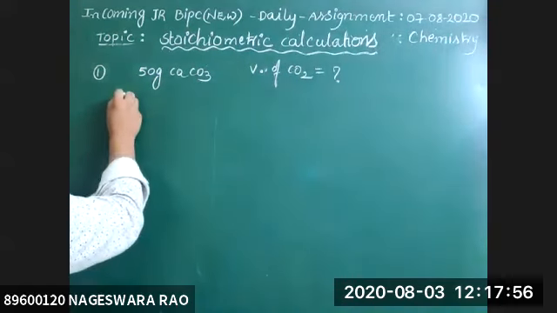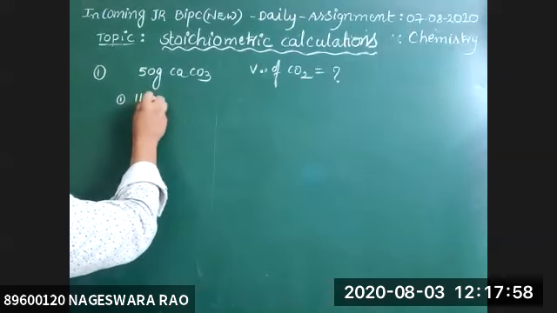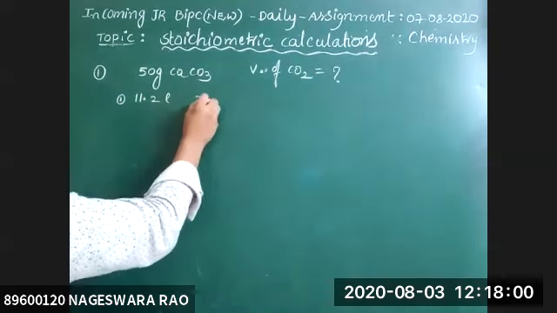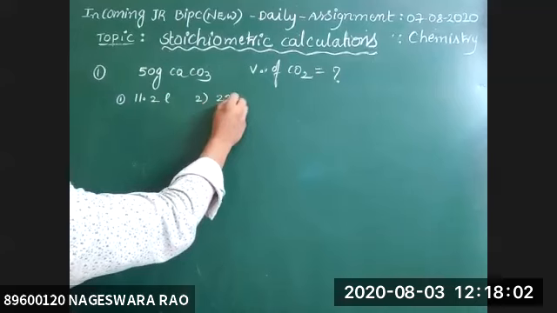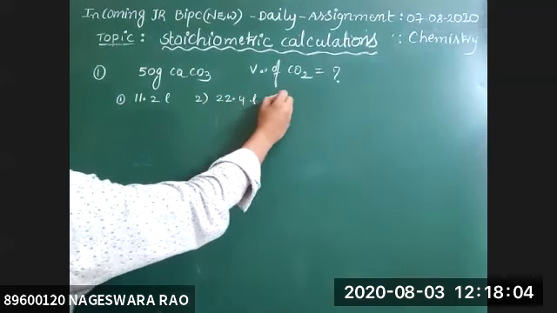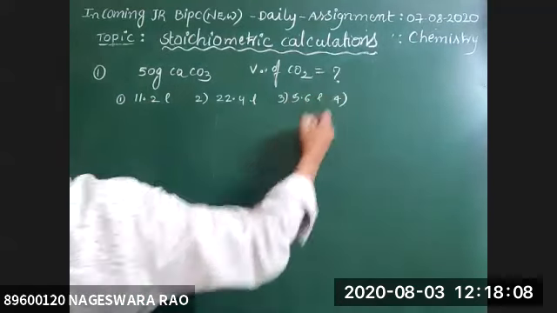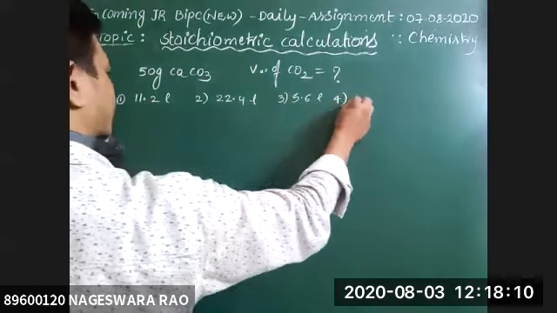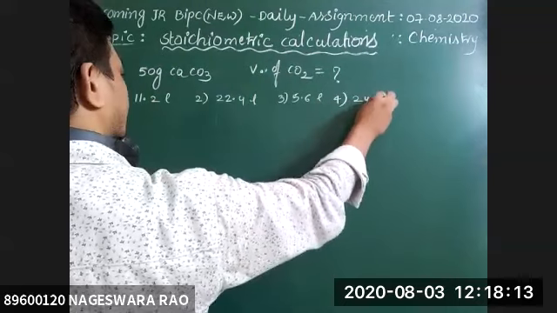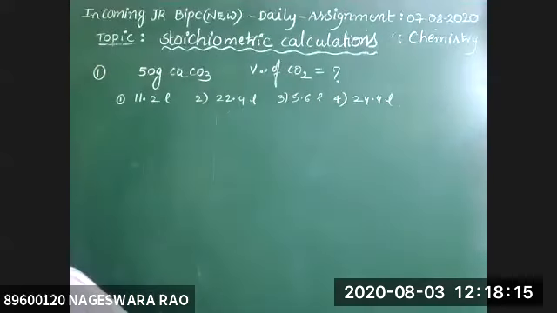So here option 1, 11.2 liters. Option 2, 22.4 liters. Option 3, 5.6 liters. And fourth, 24.4 liters. What is the question, students? Volume of CO2 evolved at STP on heating 50 grams of CaCO3.